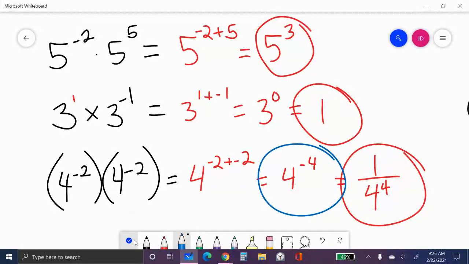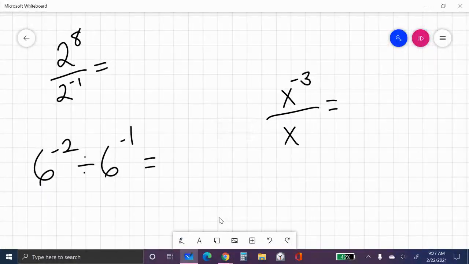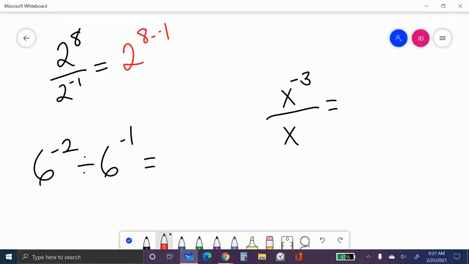All right. So we have some multiplying problems. Let's look at some dividing problems. Remember, when we divide, we keep the base, subtract the exponents. So keep the base, and then 8 minus -1. Minus -1 is the same thing as adding 1. So it's 2 to the 9th power. And we keep that the same. It's a positive, so we just leave it 2 to the 9th.